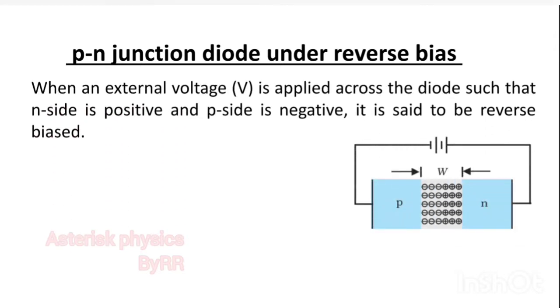When an external voltage V is applied across the diode such that the N side is positive and the P side is negative, it is said to be reverse biased. That is, the P side of the diode is connected to the negative terminal of the battery and the N side is connected to the positive side of the battery, so that the N side of the diode is at a more positive potential than the P region. This type of connection is called reverse bias.